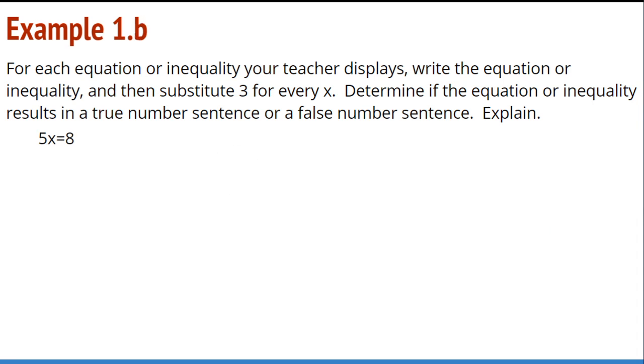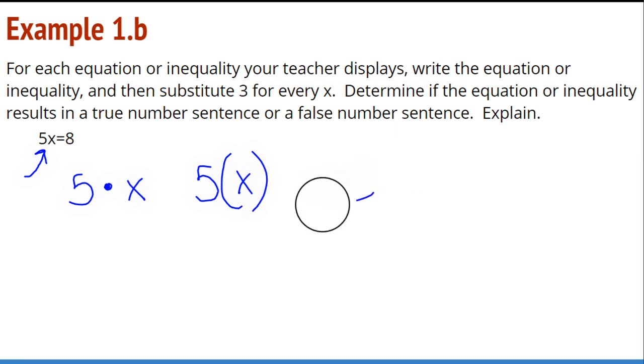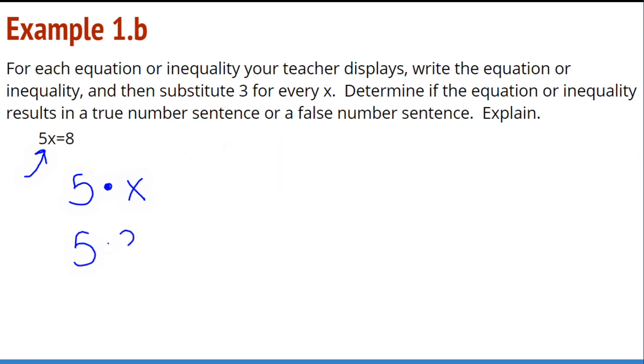Here we have 5x equals 8. So we are going to substitute in the 3. And it's important at this time to remember that when we have something written like this, what we have is a multiplication problem. This 5x is the same as 5 times x, or it could be written as 5 times x. Or if you wanted to use the commutative property, you could write it as x times 5. So when we substitute in the 3, we have 5 times 3. And the question is, is that equal to 8?